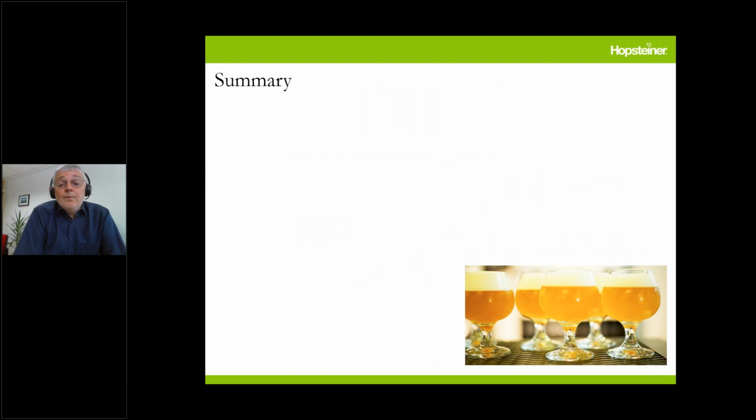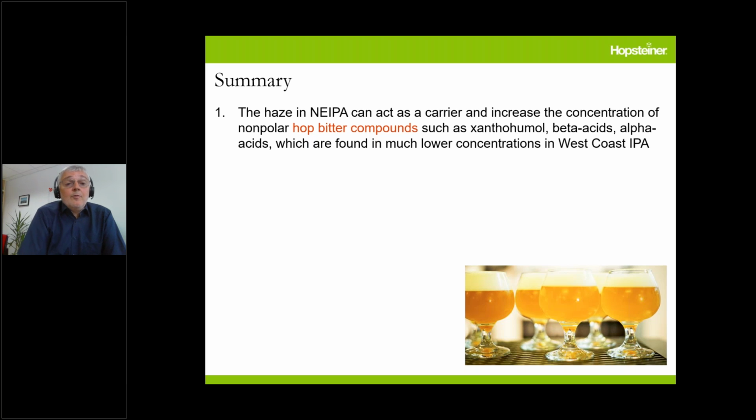Okay, so this is then the end of my presentation. I would like to sum up our findings. The haze in New England IPA can act as a carrier and increase the concentration of the non-polar hop bitter compounds, such as xanthohumol, beta acids, alpha acids, which are found in much lower concentrations in West Coast IPA. This is a summary on the bitter compounds.